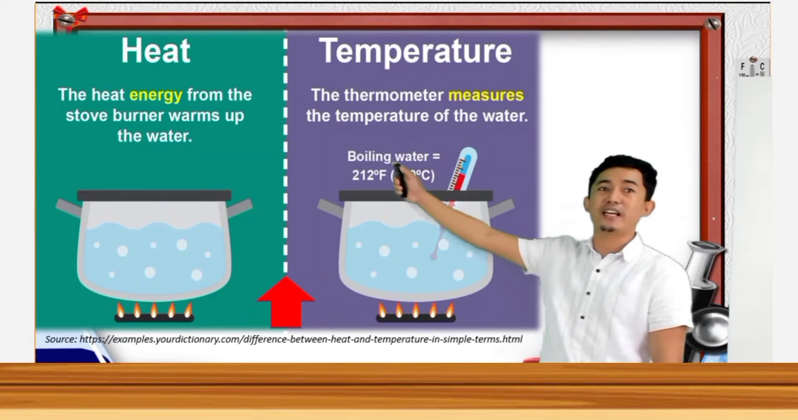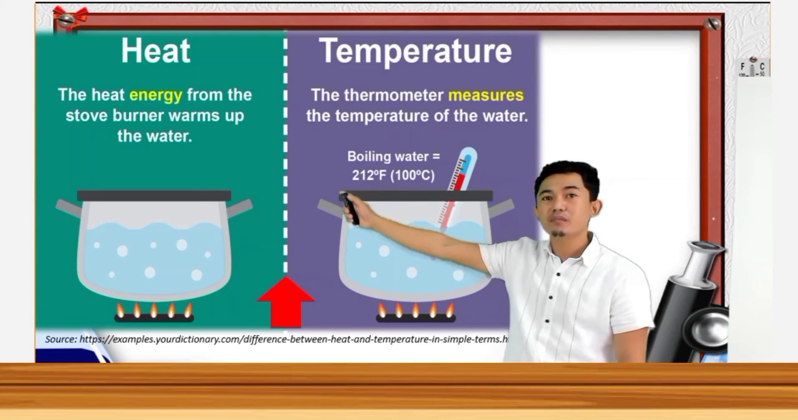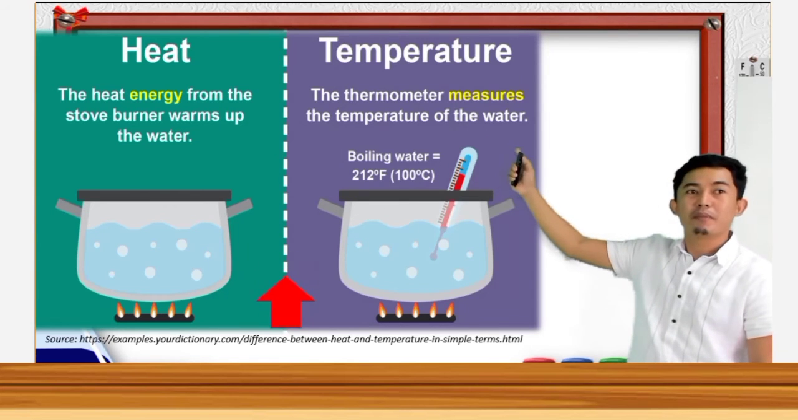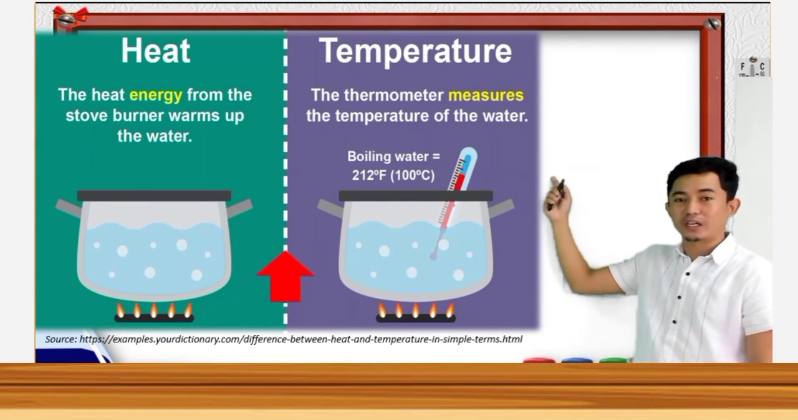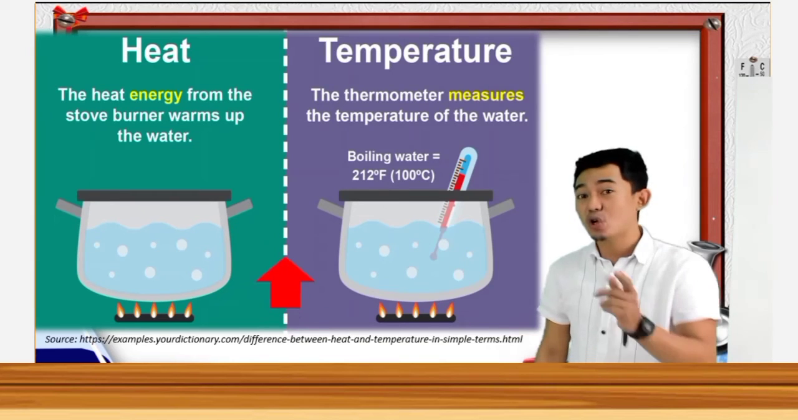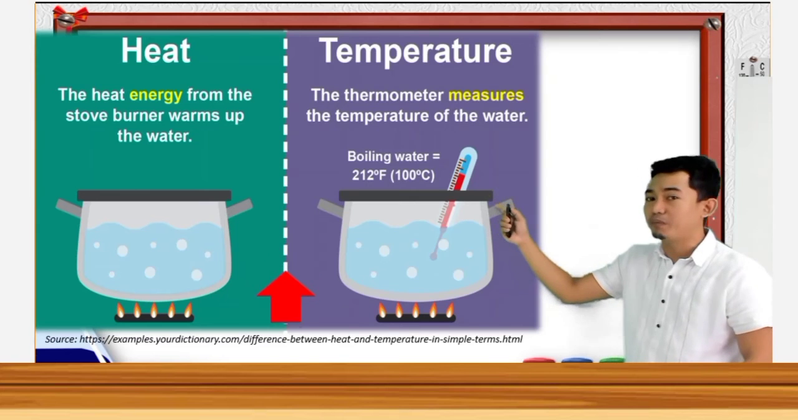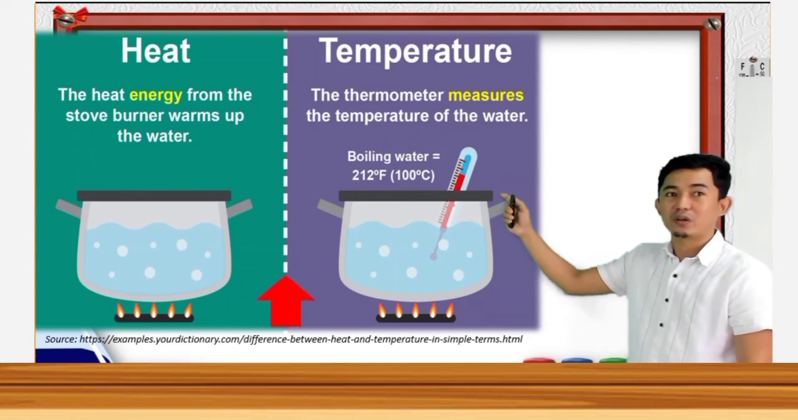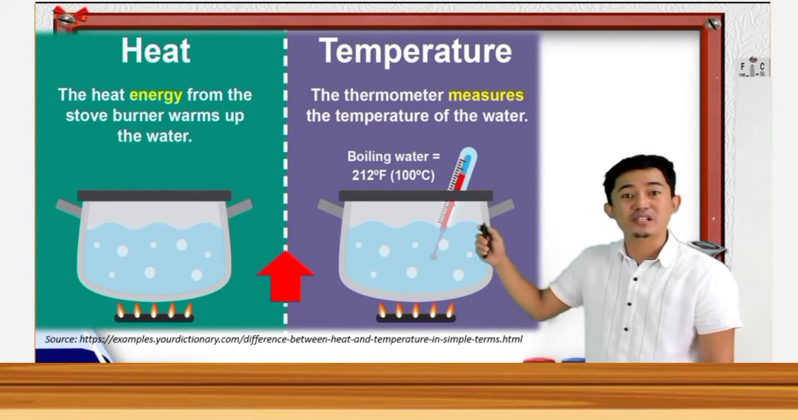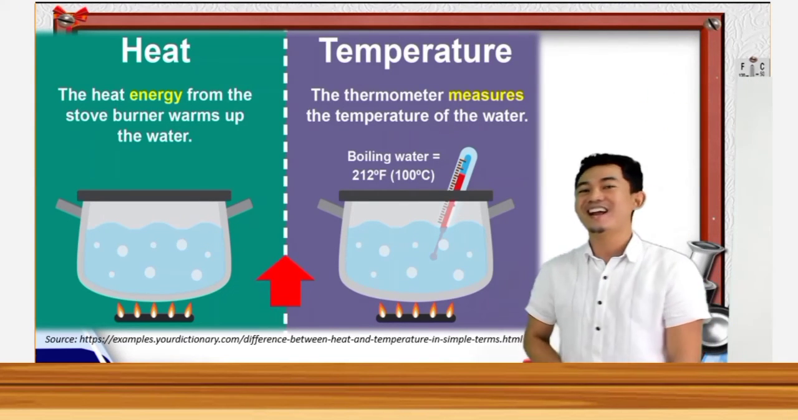Now, aside from that, class, I prepared another photo for you. So when we say heat, the heat energy from the stove burner warms up the water, while the thermometer measures the temperature of the water. Okay? As you notice, as the heat rises, the temperature also rises. The boiling water is 212 degrees Fahrenheit, or in Celsius, 100 degrees Celsius. So do not forget, as the heat rises, the temperature also rises.